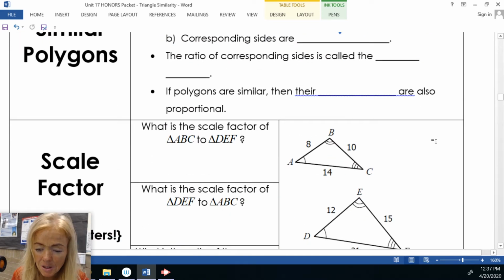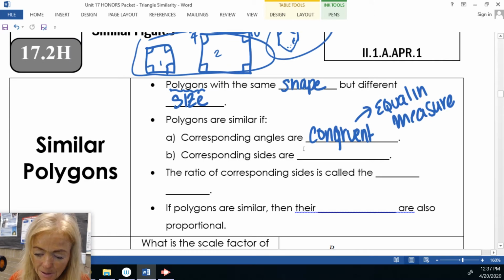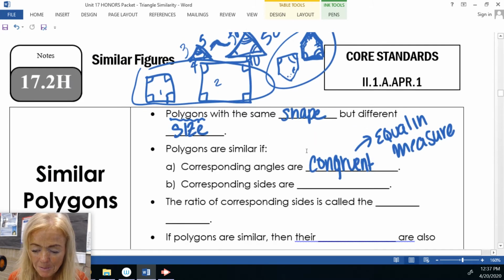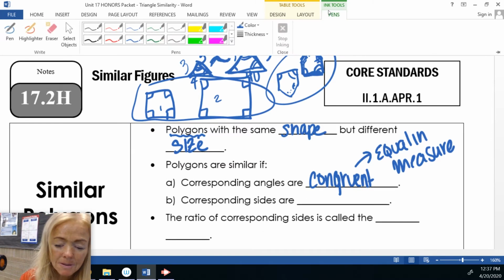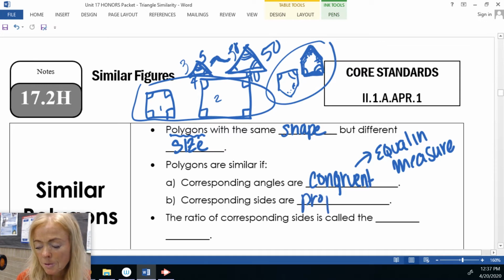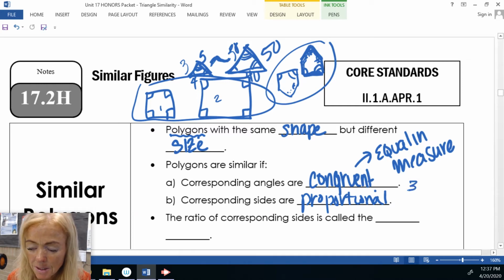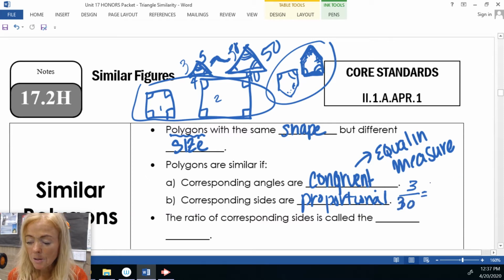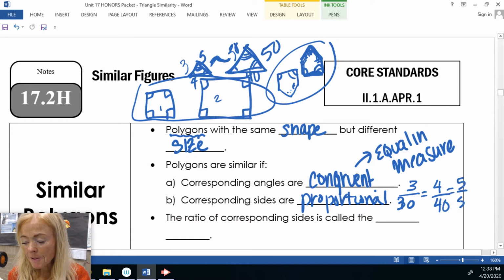Next thing I wanted to talk to you about are the sides. Or I was talking about the sides, wasn't I, before I lost my place. Corresponding sides are what we call proportional. That means if, for instance, one side is 3, then it corresponds to a side that's 30. That has to equal the ratios of the other corresponding sides. So 4 over 40, and that has to equal 5 over 50.